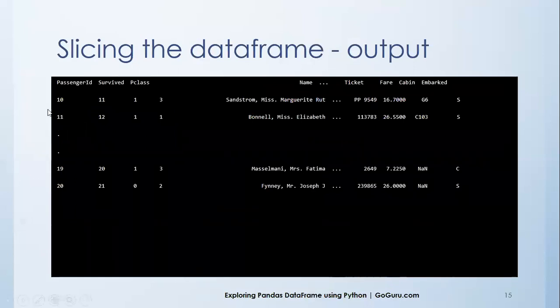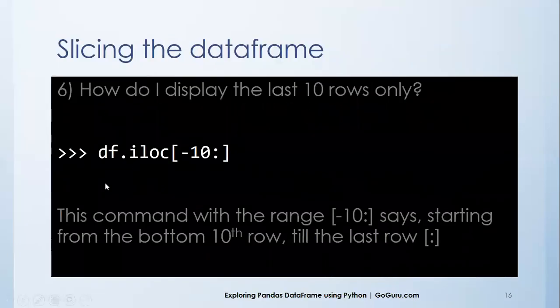And this is how your output will look. Since the output is quite big and it'll be difficult to include everything, I have included dots. This just gives you an idea of how the output will look. And then the sixth one: how do I display the last 10 rows only?